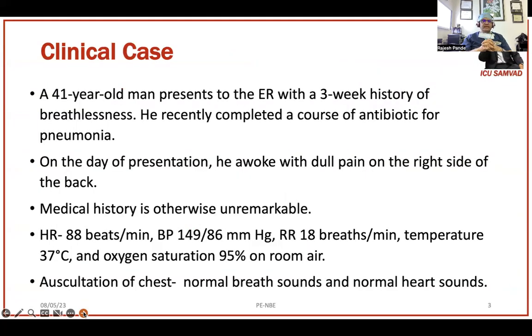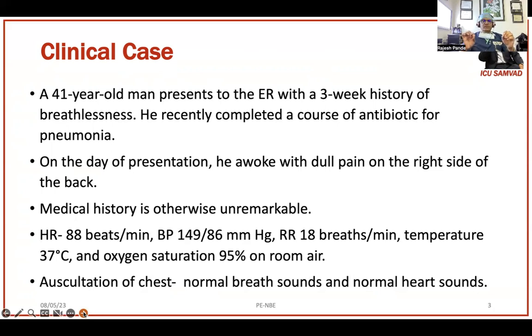So I'm starting with a clinical case. A 41-year-old man presents to the ER with a 3 weeks history of breathlessness. He recently completed a course of antibiotic for pneumonia. On the day of presentation, he awoke with dull pain on the right side of the back. Medical history is unremarkable. Vitals are stable. He is having a saturation of 95% on room air. Auscultation of chest is normal. The heart sounds are normal.